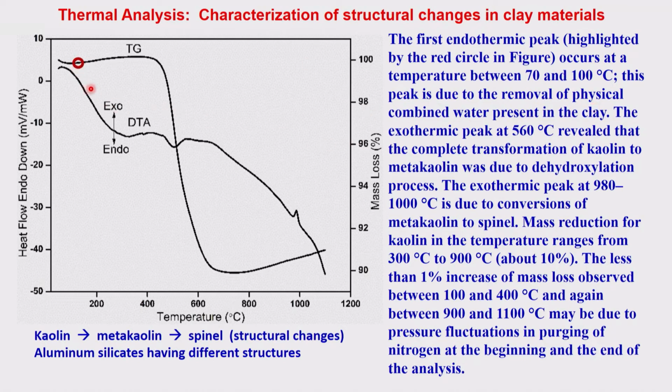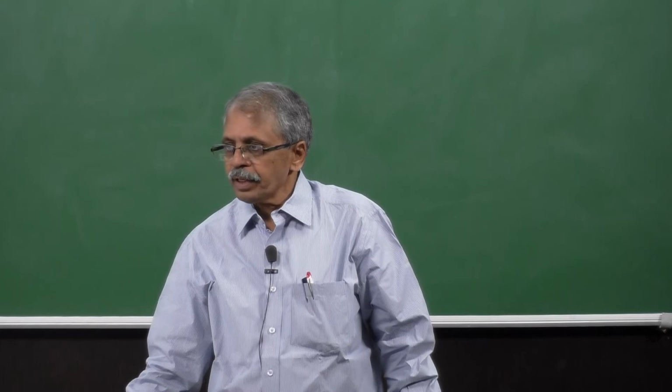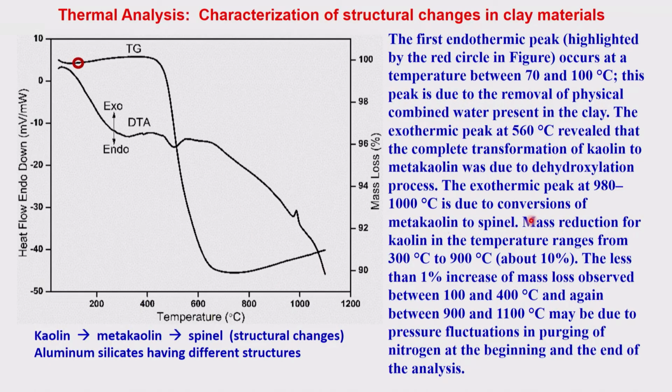This peak is because of the physically absorbed water. Okay, and then the exothermic peak here starts from 450 to about 600, around 560. This is the transformation of kaolin, which is one kind of structure, to metakaolin. Okay, and this is because of dehydroxylation. So there are a lot of hydroxyl groups, and with the dehydroxylation there is some kind of O bridging between these things. And there's another peak happening beyond that, around 1000 degrees. So this is converting from metakaolin to a spinel kind of structure. So these are the structural changes.